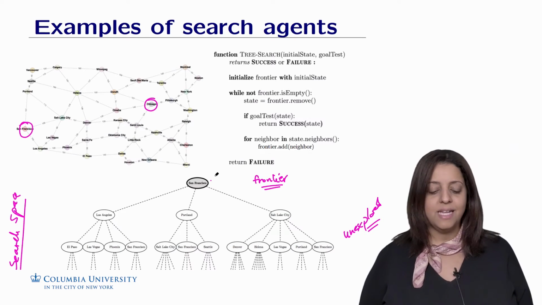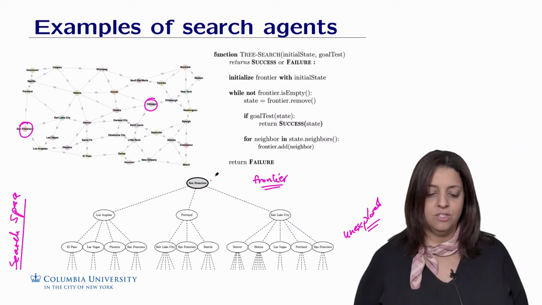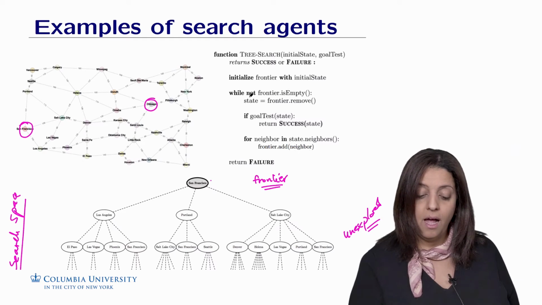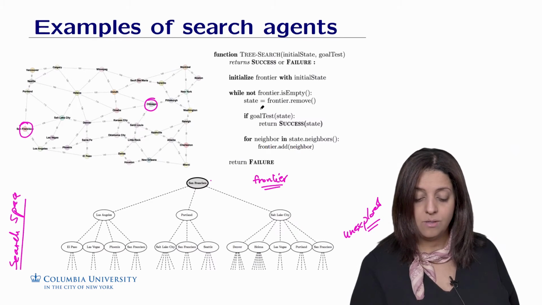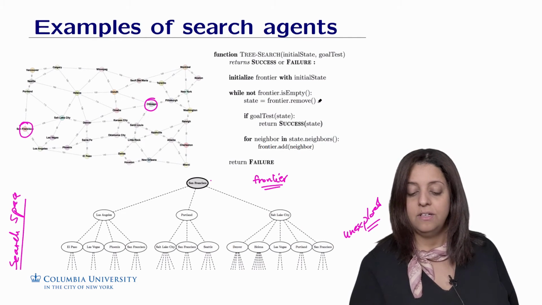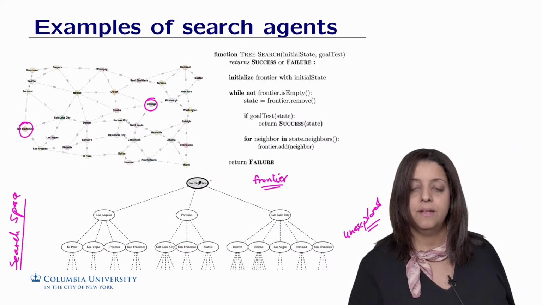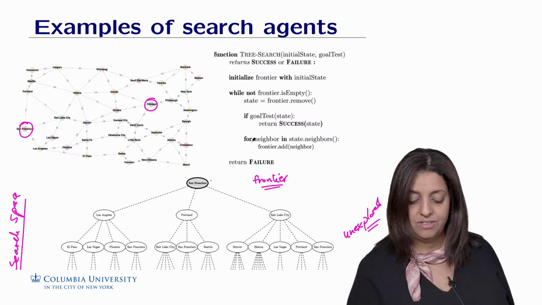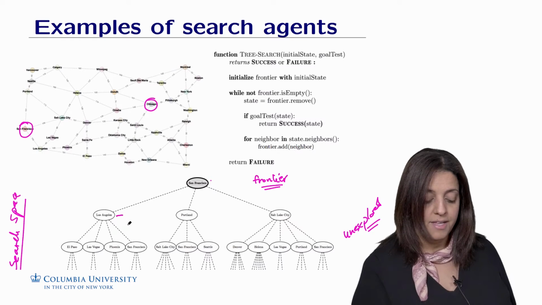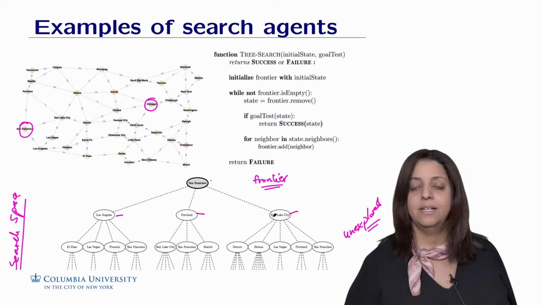The next step is then to see the children. We are going to test whether the frontier is not empty. Yes, it's not empty. It has San Francisco. The state is frontier.remove. So I'm going to pop this from the frontier, or from the waiting list, and check it with the goal test. Is it Chicago? No, it's not. Then we're not going to return success yet. We're going to check the neighbors of San Francisco, and the neighbors are Los Angeles, Portland, and Salt Lake City.